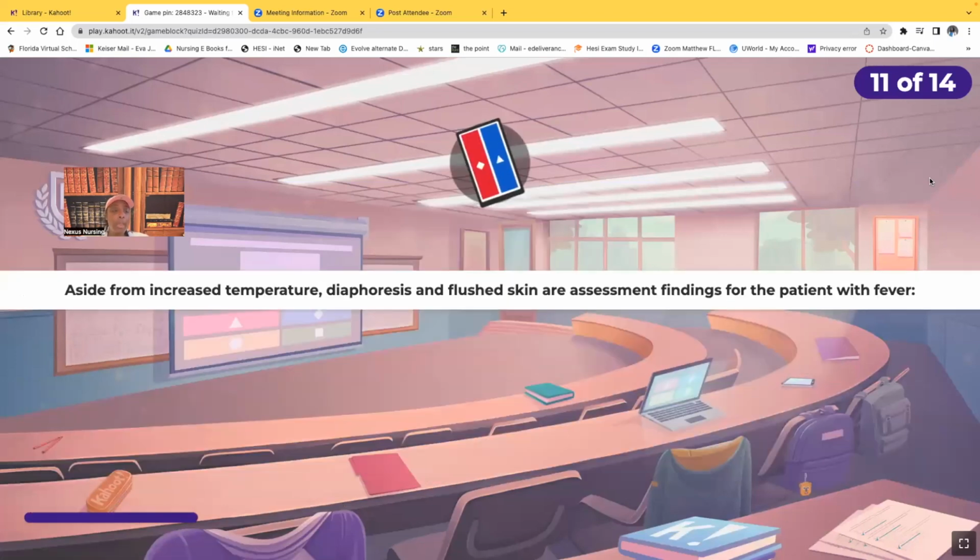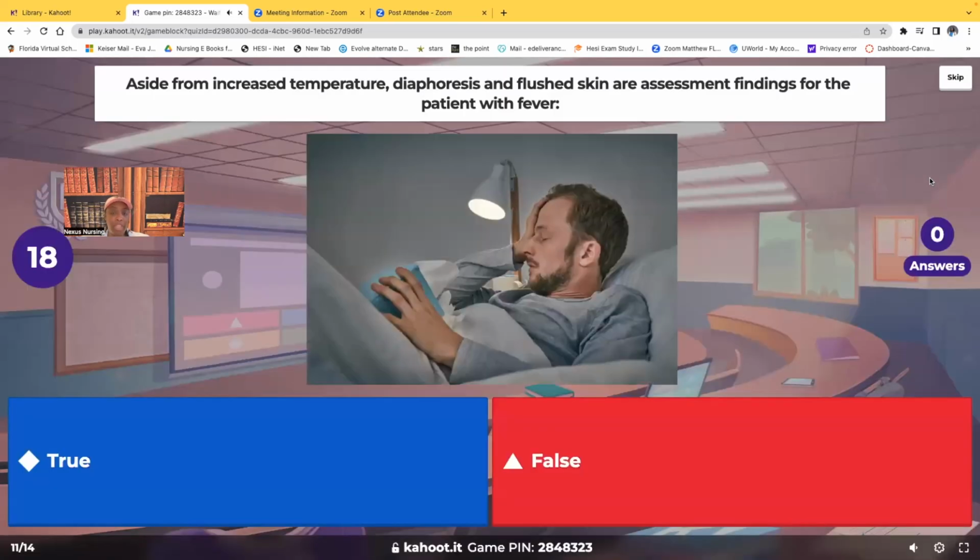True or false? Aside from increased temperature, diaphoresis and flushed skin are assessment findings for the patient with fever. So, besides having an increased temperature, would you expect to see diaphoresis and flushed skin in the patient with fever? Is that true or is that false?